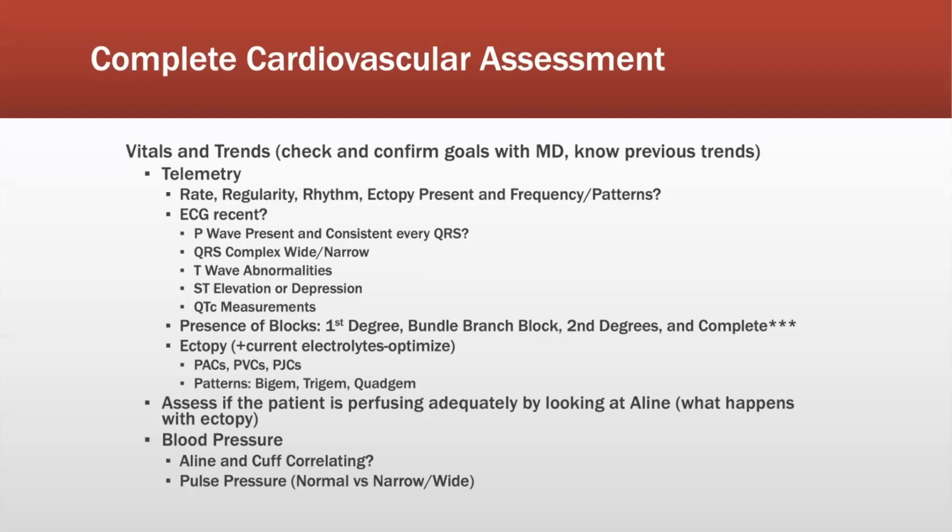You also want to see if there's a presence of first degree blocks, bundle branch blocks, second degree blocks, and complete blocks. This all has to do with the measurement based on your P waves and your QRS complex. Ectopy, different examples of that are PACs, PVCs, and PJCs. So these are premature atrial contractions, premature ventricular contractions, and then premature junctional contractions. So make sure that you are able to know the difference between these three things.